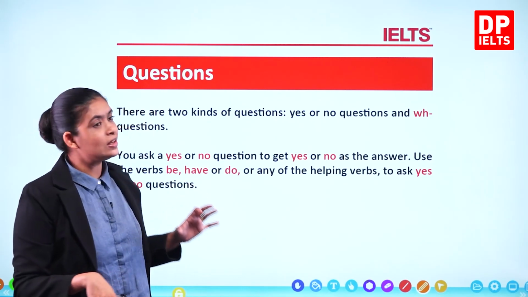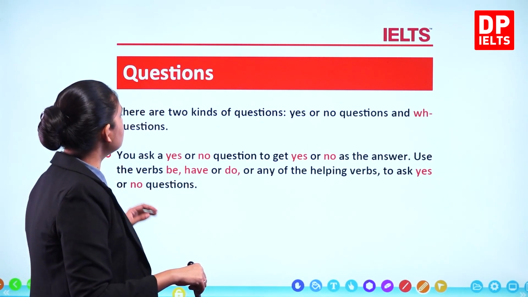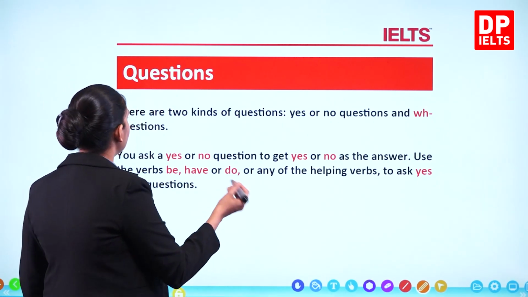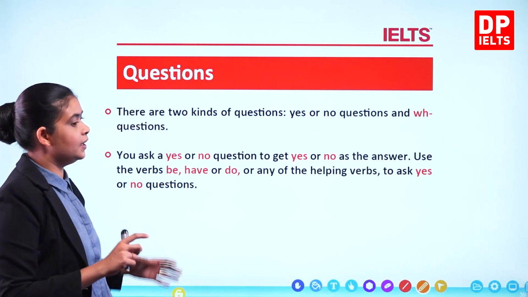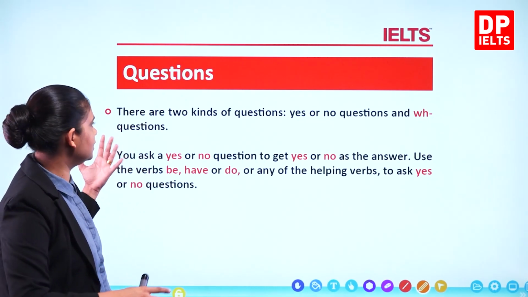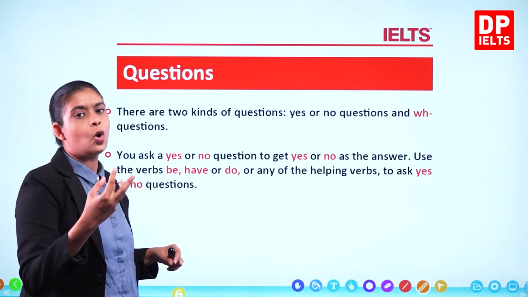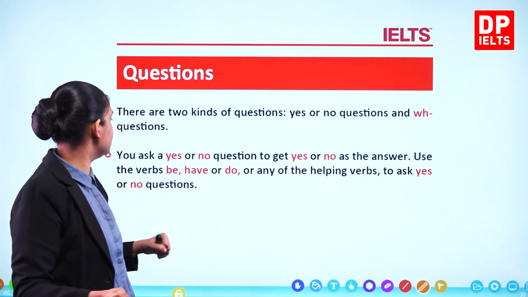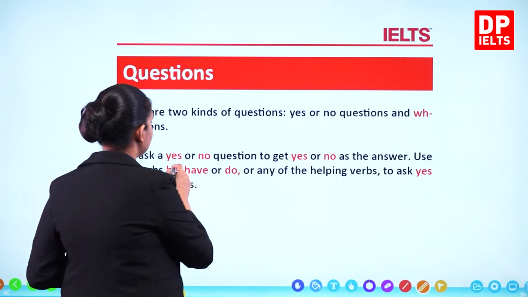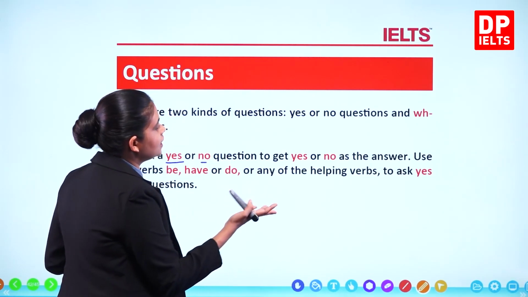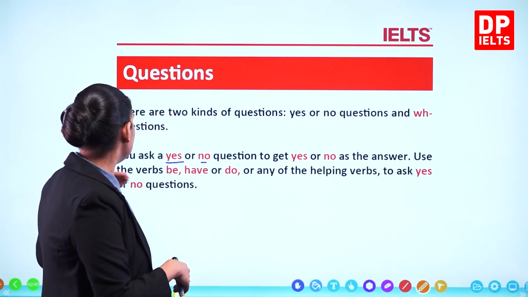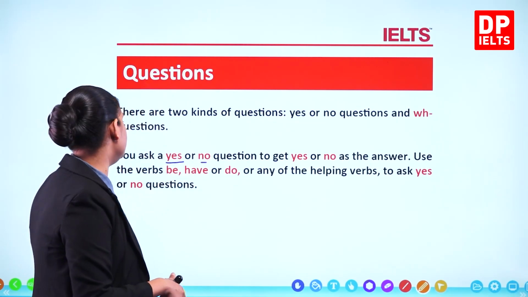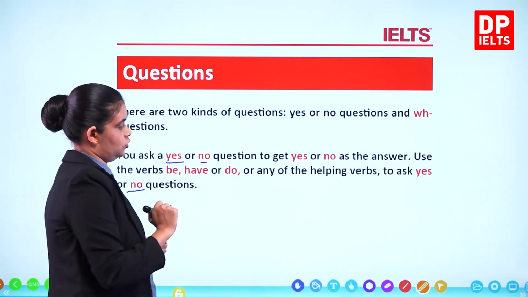Questions. Now, these are question tags, right? There are two kinds of questions. Yes or no questions and WH questions. දැන් අපි ප්‍රශ්නාර්ථ ගත්තොත් ඒකේ ජාති දෙකක් තියෙනවා. එකක් තමයි අපි කියනවා ඔව් නෑ ප්‍රශ්න සහ WH ප්‍රශ්න. Right? You ask a yes no to get yes no as the answer. Use the verbs be, have or do or any of the helping verbs to ask yes or no questions.